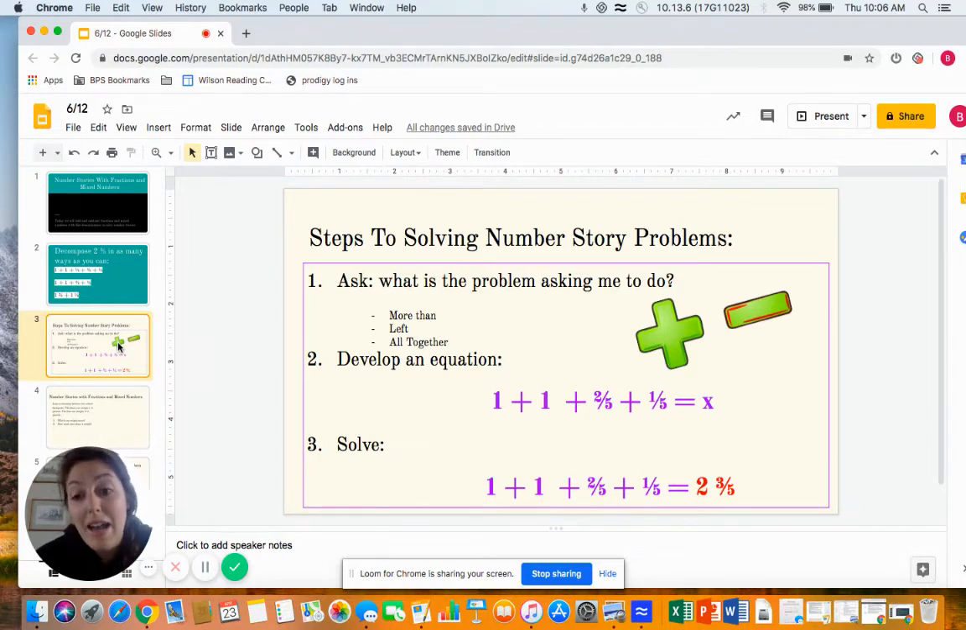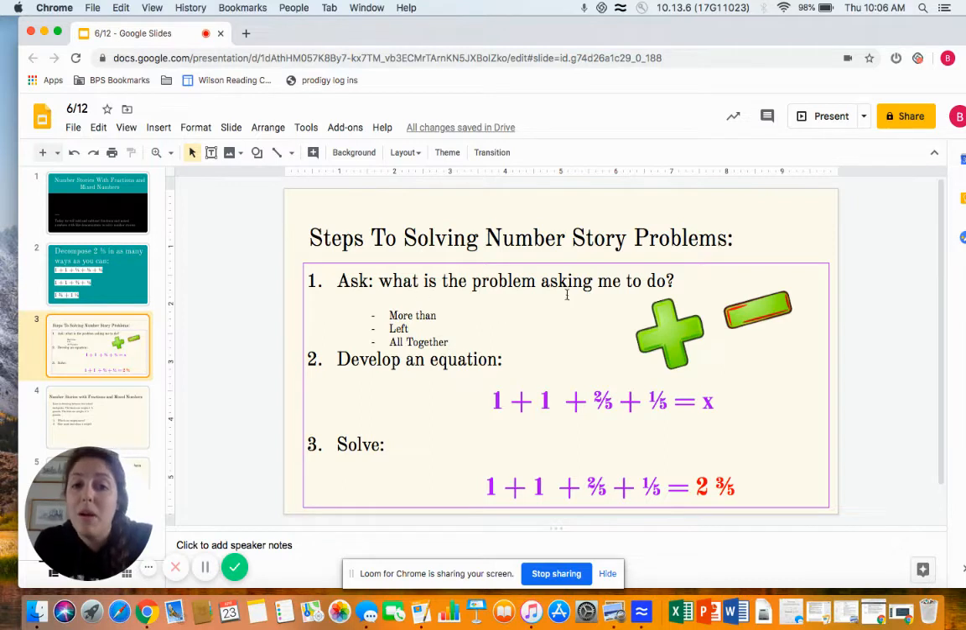Today we're working on adding and subtracting with fractions and number stories, so you might see some things like more than, left, altogether. Those words are your key to let you know, okay, I'm adding or I'm subtracting the fractions that I have. Be careful though, because sometimes the words are trying to trick you. You really have to read it more than once to understand what it's asking you to do.